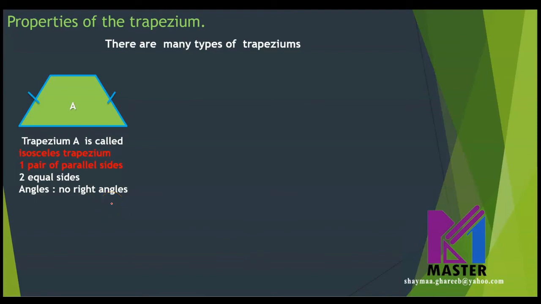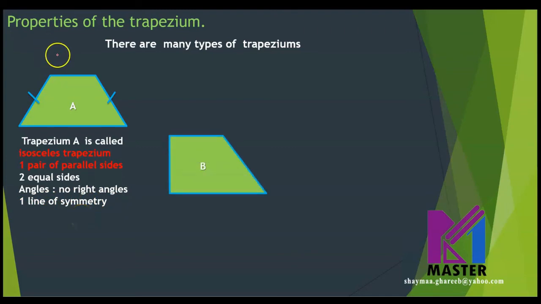No right angles. One line of symmetry. And where is this line of symmetry? Here it is. And of course, it has diagonals, same as all the quadrilaterals. It has two diagonals, as we know. These are the two diagonals of this trapezium.